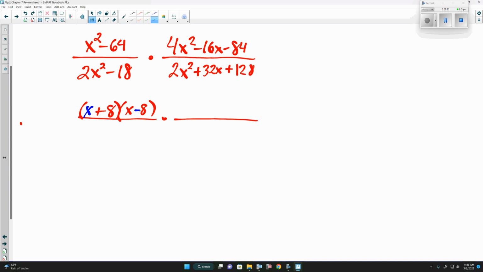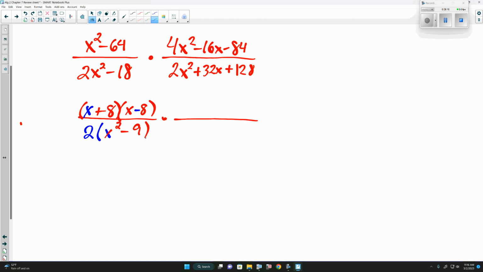Now we look at the denominator, 2x squared minus 18. Is there a greatest common factor? 2. So the first thing we'll need to do is factor the 2 out, which will leave us with x squared minus 9. Well, hey, x squared minus 9 is a difference of perfect squares, yes? We'll factor it in a minute. Let's look at the others.